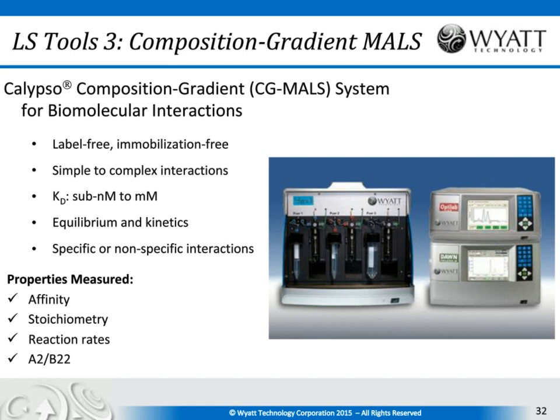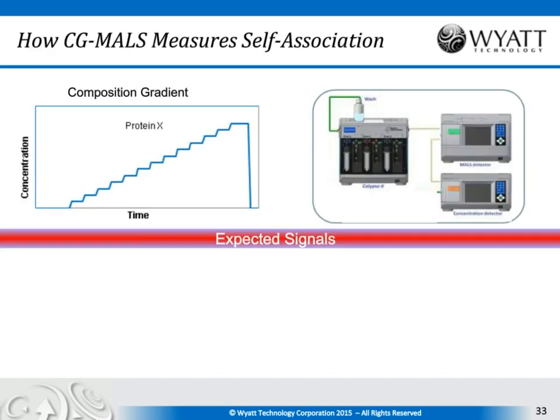So how do we measure self-association? If you think of a self-associating system, when it's present at low concentration, it's mostly going to be monomeric, and as you increase the concentration, you're going to have formation of more and more oligomers. And so what we do is we use the CG-MALS system to prepare some different concentrations and inject them into the MALS detector. It's a stop flow technique, so they're basically prepared by the Calypso and injected into the MALS detector. The flow stops, and we make the measurements.